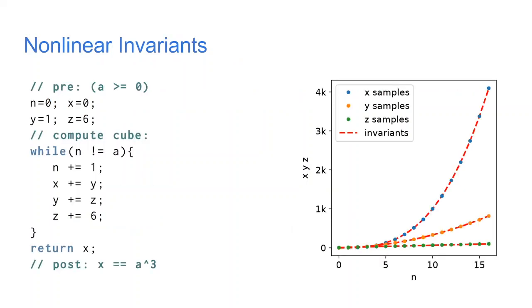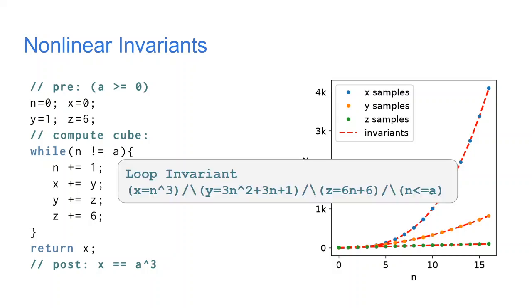Automatically inferring the invariant becomes even more difficult when it requires nonlinear terms, which is our focus in this work. Loops for many common numerical operations require nonlinear invariants. As an example, consider this loop which efficiently computes the cube of n. This simple loop requires an invariant with a conjunction of four constraints, including a third-order polynomial constraint, that is, x equal to n cubed.